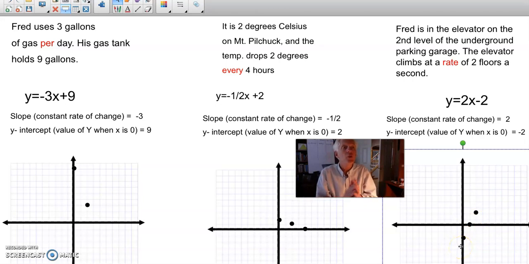So that's a quick and dirty explanation of slope, y-intercept, the slope-intercept form, using slope, which is the constant rate of change, and the y-intercept, which can usually be interpreted as the starting point. Okay, so those are some examples.